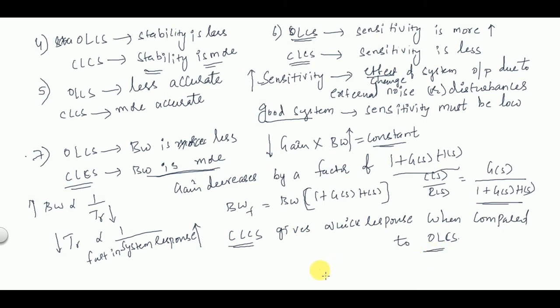So these are the basic differences between open loop and closed loop control system. In the next class we are going to learn about transfer function.